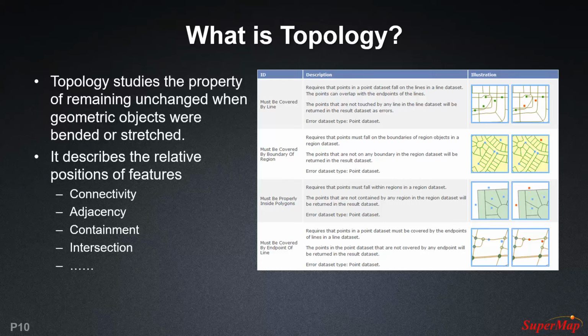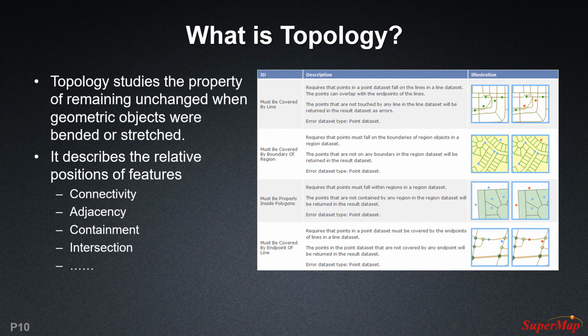Right, so we will now talk about topology. So what is topology? Topology studies the properties that remain unchanged when geometric objects such as points, lines, and regions are bent or stretched. And it describes the relative positions of features like connectivity, adjacency, containment, intersection, etc.